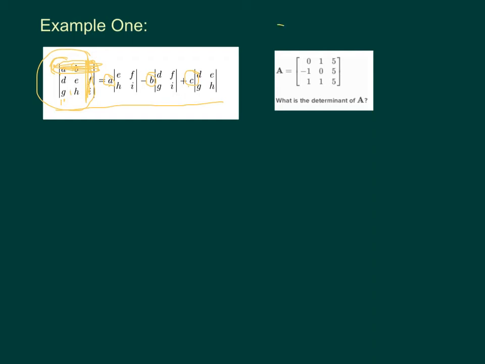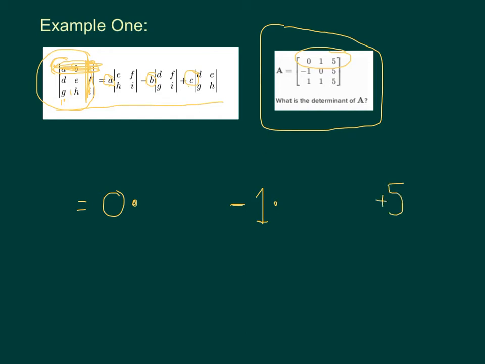Here we have a matrix A. We want to find the determinant. Now remember, we're going to use this top row as those coefficients or those scalar multipliers on the 3 2 by 2 matrices. So I'm actually going to write those out first. So I'm going to have 0 times something, and then remember my next one's a negative, so -1 times something. And then I'm going to have plus 5 times something. 0, 1, and 5. Then I'm going to get the determinants of some 2 by 2 matrices.